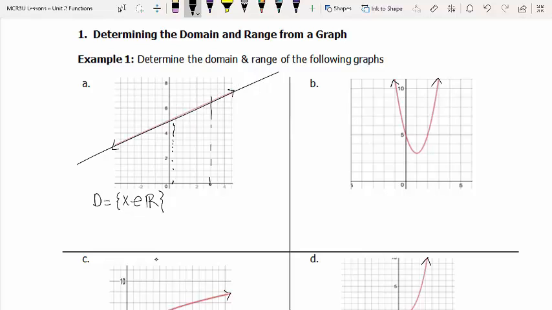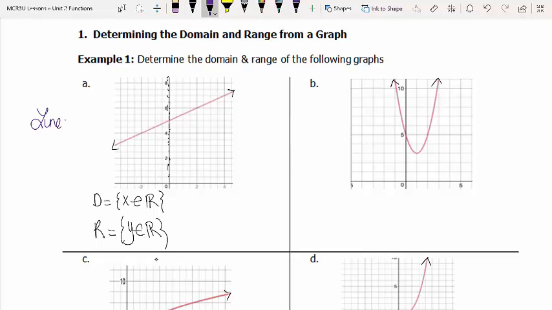Now let's look at the range. Which y values are part of this function? Well, it's the same thing. Because this is a linear relation that's extending on both sides, no matter what y value you pick, it's going to be part of a point on that line. So y is also an element of the real numbers. Just to review, remember this is a linear relation. The next one we have is a quadratic relation. Arrows mean that it's extending. Let's report on the domain and the range for this quadratic relation.